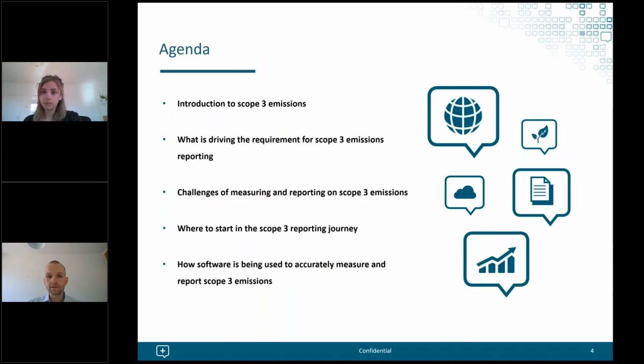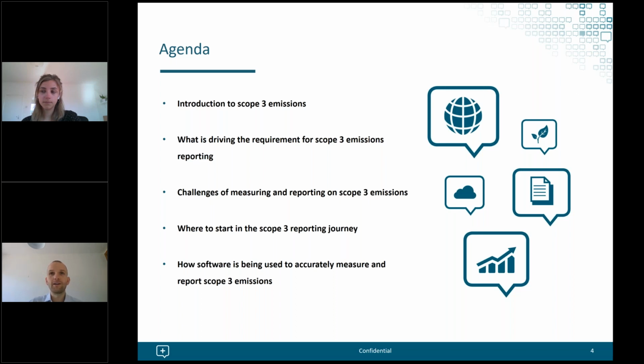So that is us at a high level, and now the agenda for today. In a moment, I will pass on to Louise, who will take us through these first three sections. So an introduction to Scope 3 emissions, what is driving the requirement for Scope 3 emissions reporting, and also some of the challenges around this area. From there, I will come back and look at how you can start in the Scope 3 reporting journey, and some top tips about that process. And then finally, how we are seeing software being used to accurately measure and report Scope 3 emissions.